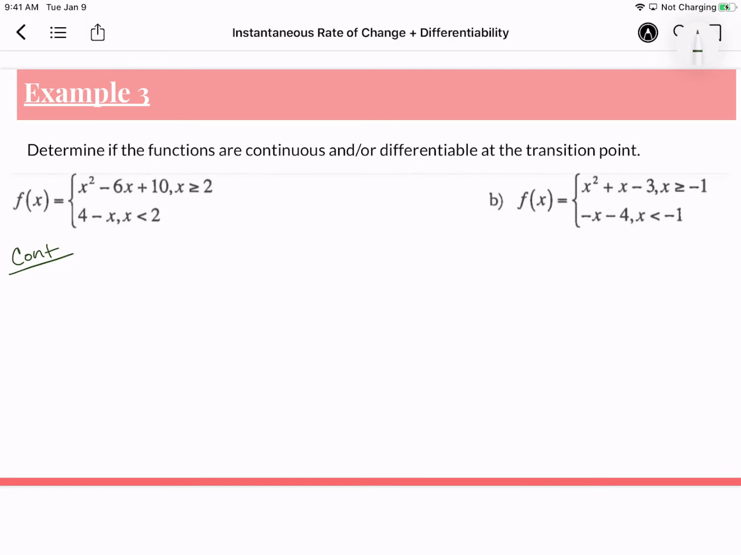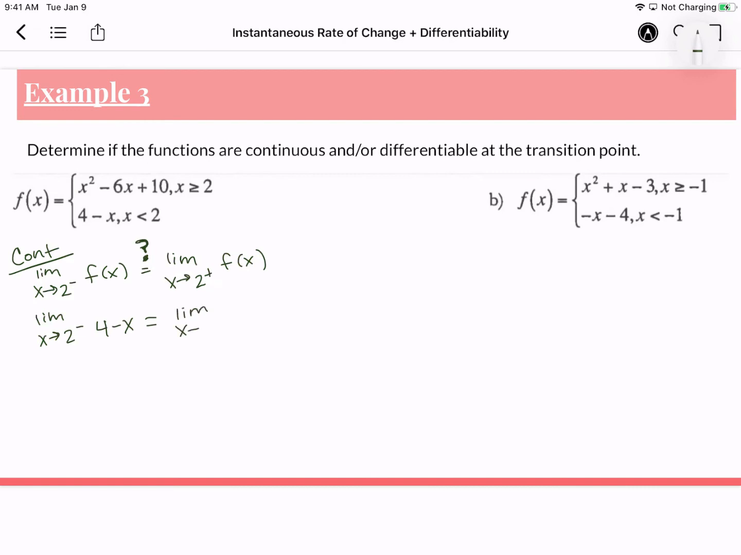We have to check the limits of the function from the left and the right. So we have to figure out, does the limit as x approaches 2 from the left of f of x equal the limit as x approaches 2 from the right of f of x? This is the limit as x approaches 2 from the left. We'll use the bottom equation because those are the x values smaller than 2. And this is what we're checking, so I'm going to put a little question mark.